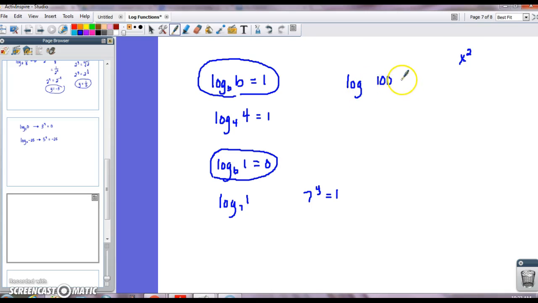So this would actually be equal to 2 because 10 squared is 100. I'm basically saying 10 to what power gives me 100? Well, 10 to the second power gives me 100. So that is a quick review of logs.